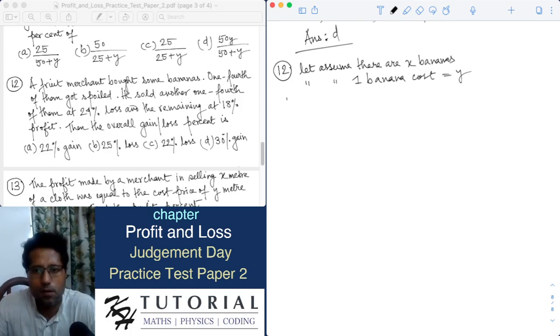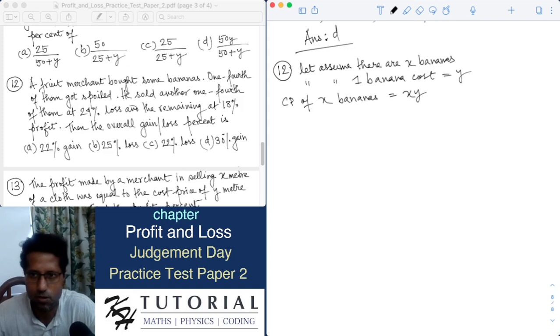So the total cost price: the fruit merchant purchased X bananas, and the cost price of one banana is y. Therefore the cost price of the total number of bananas, that is X bananas, will be xy. This is the cost price for the merchant, at which he purchased all the bananas.